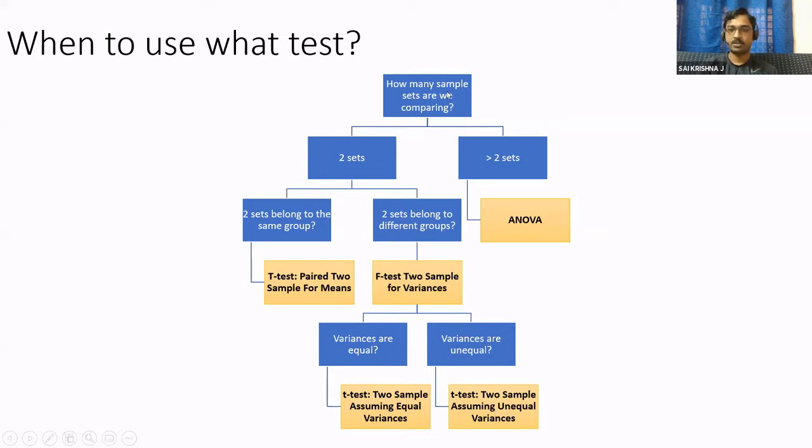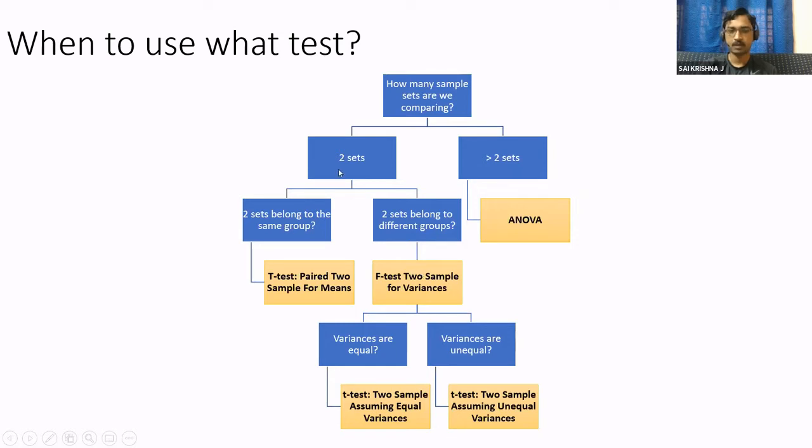And in case you're faced with a situation where you have to compare more than two sample sets, then we perform this method called ANOVA. ANOVA is an acronym for analysis of variance. Basically, whatever you see in these yellow boxes are the different types of hypothesis tests that we perform on the data.